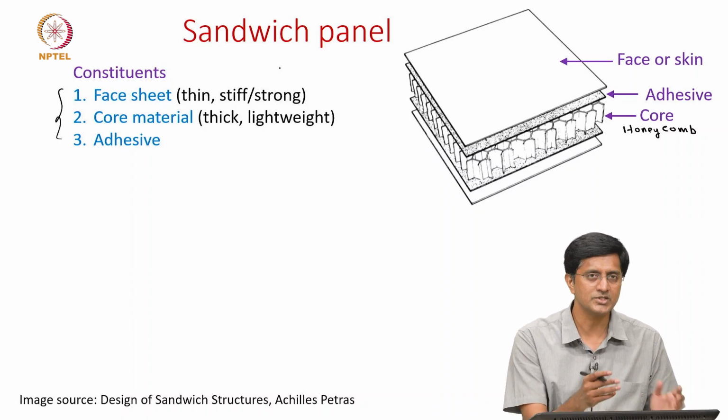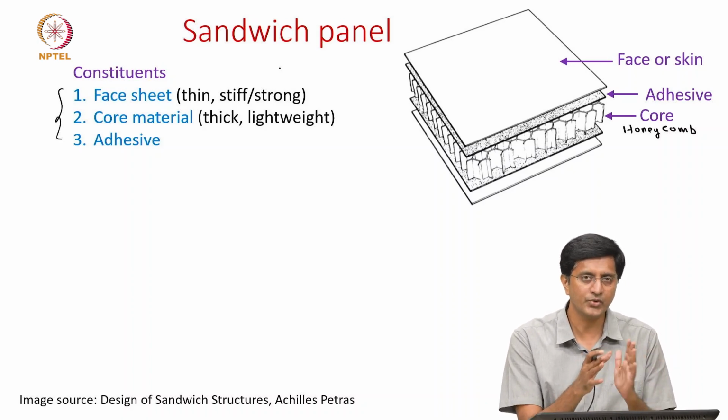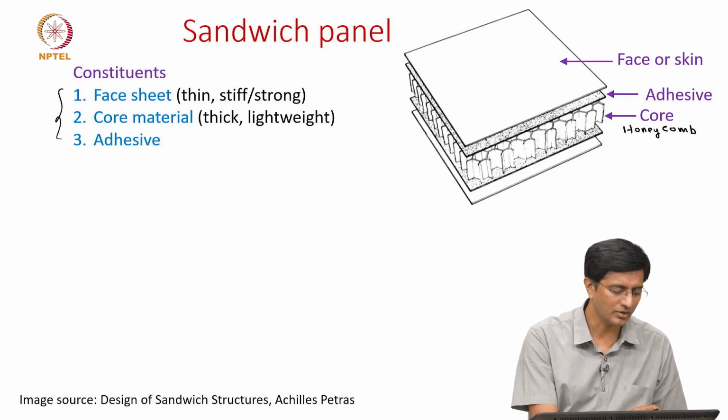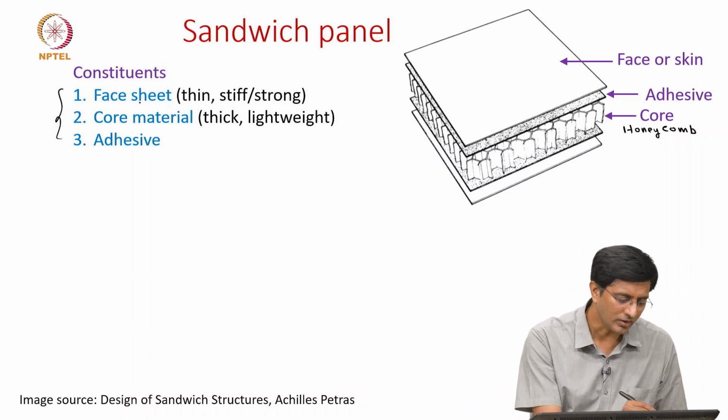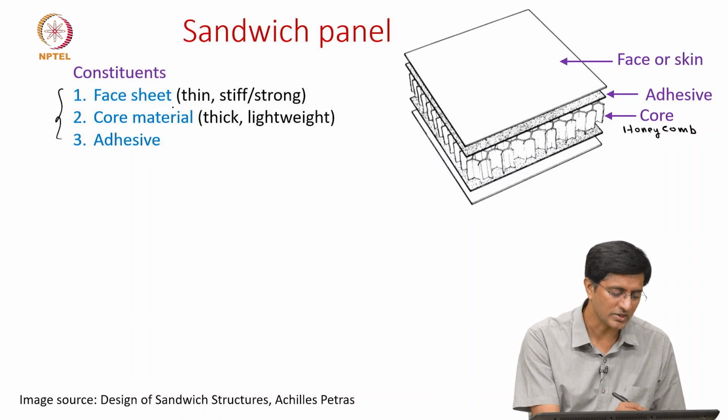As the name says, it is just sandwiching a few layers together. And here, what is it sandwiching? The face sheets and the core material. How are they bonded? They are bonded using this adhesive layer. But now let's see what is the speciality of the face sheets and the core materials.